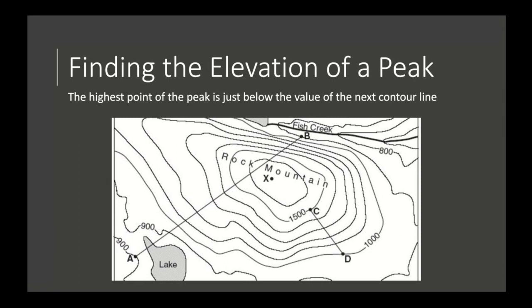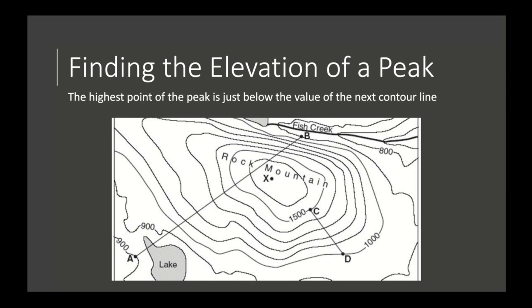Here's a really good example with Rock Mountain, and we're going to practice finding the elevation of the peak here. The first thing that we want to figure out is the contour interval. Right here we can see that we have an index line of 1,000 feet to 1,500 feet. And we have 1, 2, 3, 4 contour lines in between. So we can go ahead and say that the contour interval is going to be 100 feet.